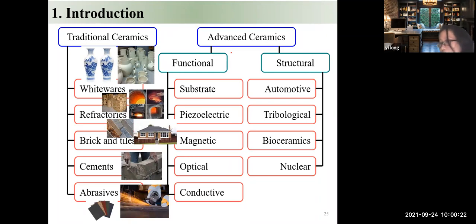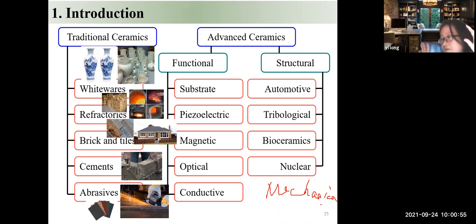So how can we separate these two? What are the functional? What are the structural? Very simple. Remember, structural advanced ceramics means the materials used for mechanical strength, which means your materials need to be strong, hard, tough, and ductile. So this one we call structural materials.